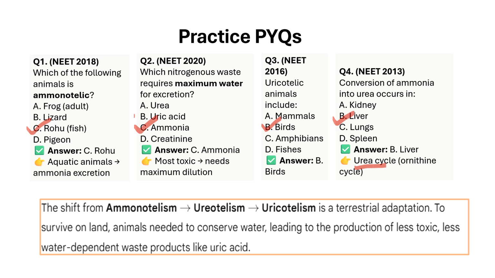Okay. So here you should remember that the shift from ammonotelism to ureotelism to uricotelism is a terrestrial adaptation. As the organisms start living more on land, the tendency to lose nitrogenous waste shifts from releasing it as ammonia to releasing it as uric acid. Okay, I hope this is clear now.